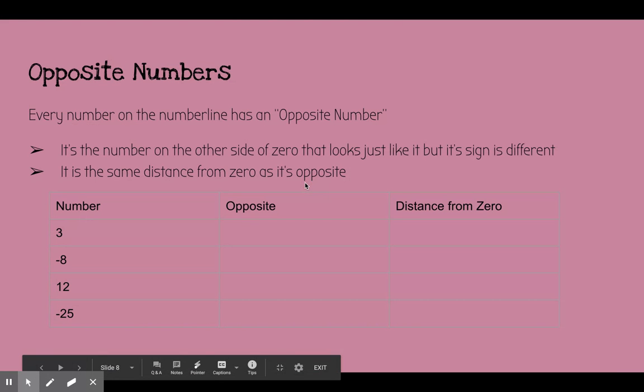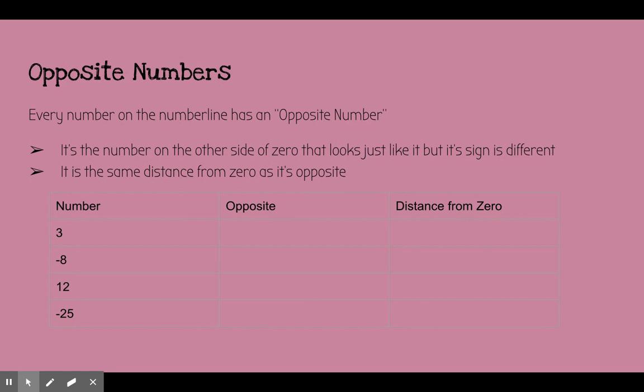Well, it's important to know that for every positive number, there's a corresponding negative number. For the number 3, the corresponding negative number is -3. Since the numbers lie on opposite sides of 0, you say 3 is the opposite of -3 and vice versa. So every number on the number line has an opposite number. It's a number on the other side of 0 that looks just like it, but with a different sign. And it is the same distance from 0 as its opposite.